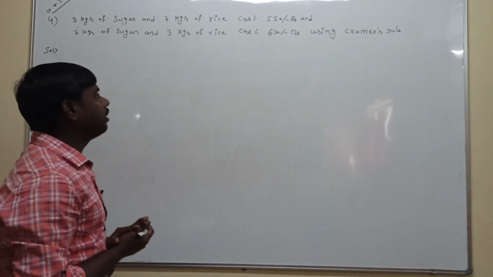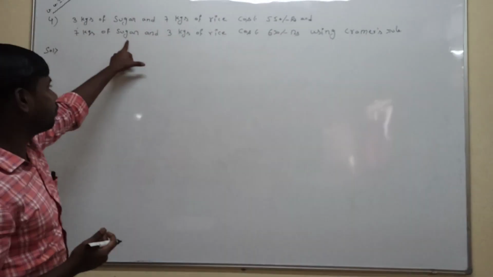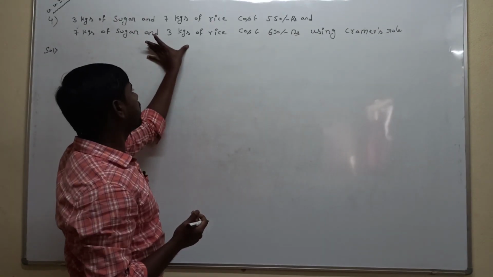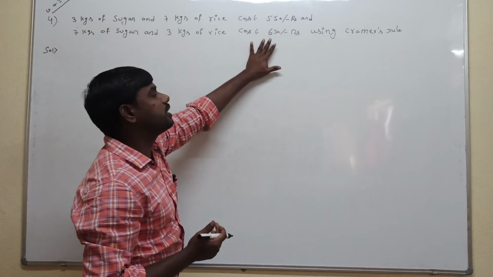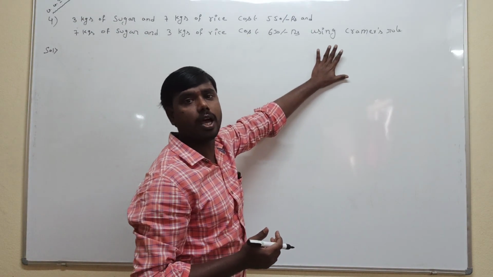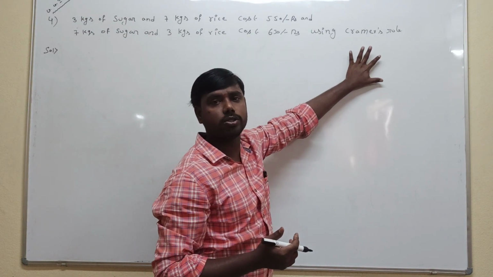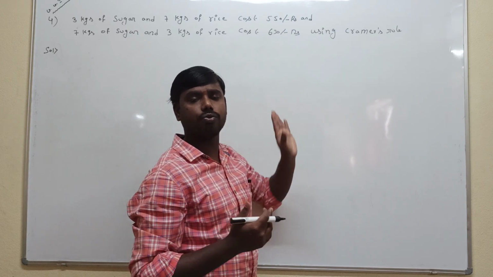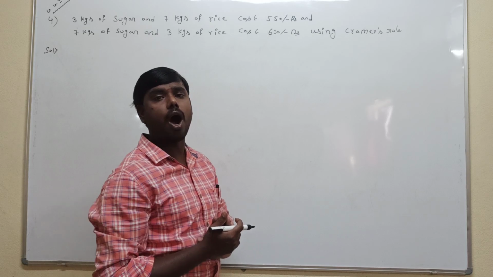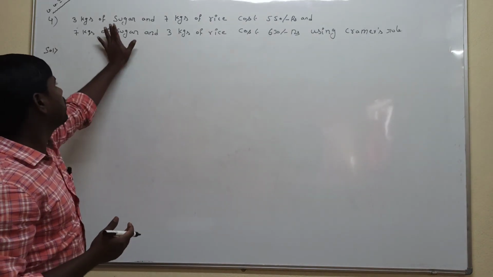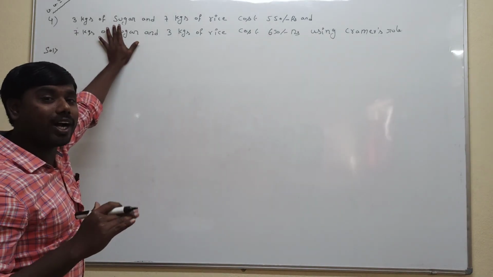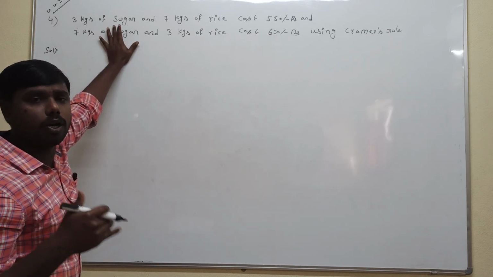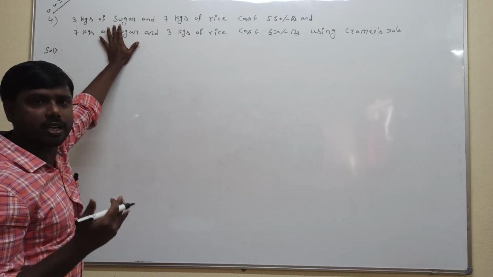So according to the question, 3 kgs of sugar and 7 kgs of rice cost 550 rupees, and 7 kgs of sugar and 3 kgs of rice cost a total of 630, by using Cramer's rule. To solve the linear equation, finally we have to find the x and y values. They are not giving the cost of sugar, and they did not give the cost of rice.